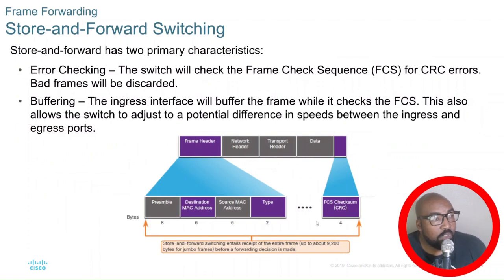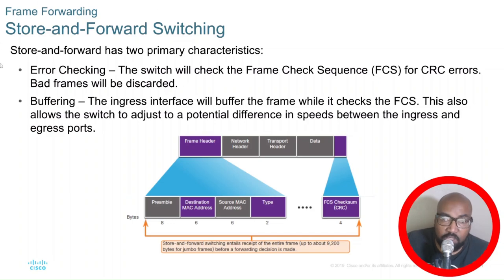Let's go on to the next one. Store and forward switching. Store and forward has two primary characteristics. Error checking. There it is again, folks, there's the CIA triad. Error checking. Make sure everything's good. The switch will check the frame check sequence for errors.